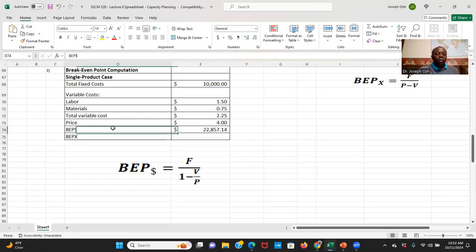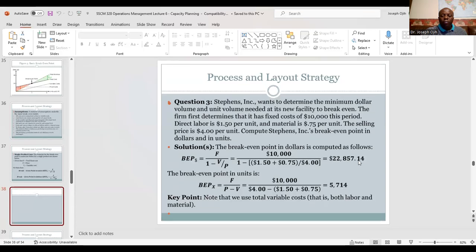See, $857.14, which is the same as what we got when we do it manually with the calculator. See?